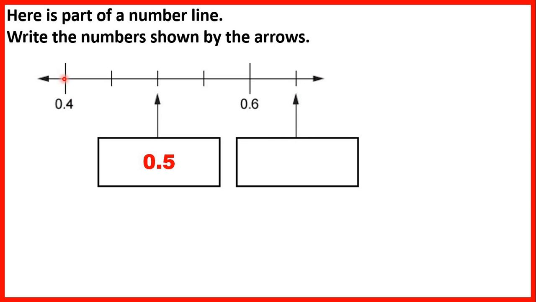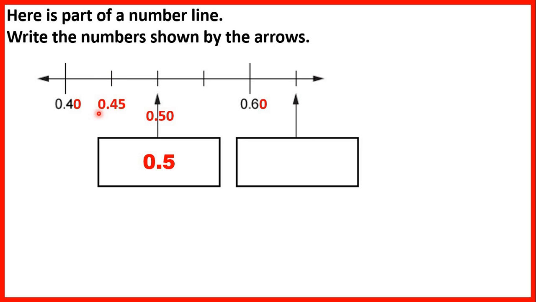Now when we have decimals on number lines, it's often easier to write zeros on the end, and we can do that because 0.40 is the same as 0.4. All this 0 tells us is that we don't have any extra hundredths. So we can have 0.40, 0.50 and 0.60. And that makes it easier for us to understand what the values in between will be.